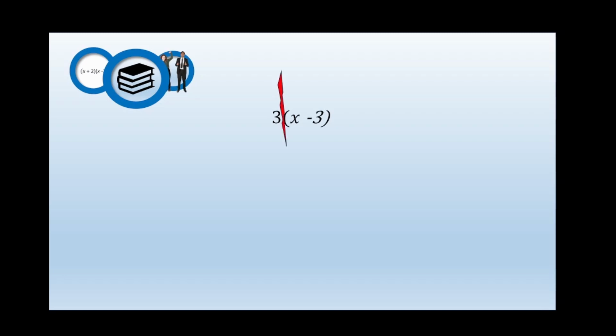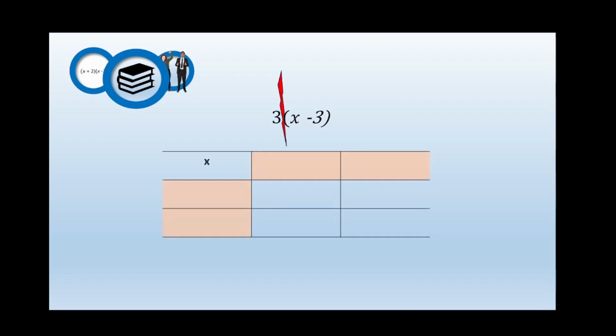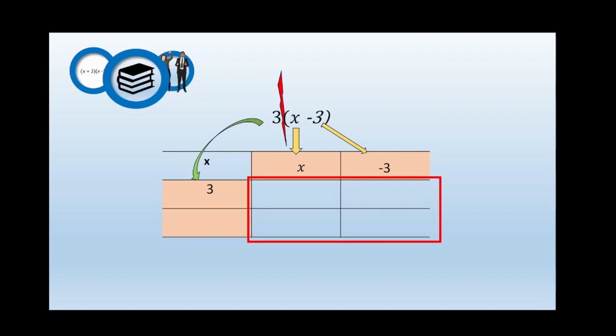So what do we do? Well, I literally split apart my bracket from anything else that I've got. Then I form a grid. Now in my case, I'm going to put the 3 into this vertical column. Then I'm going to split what's in the brackets up. So x goes in here, minus 3 goes in here. So that's everything split. And now I'm going to do the multiplication grid. So getting my answers into these boxes here, 3 times x is 3x. And 3 times minus 3 is minus 9, and that's it.